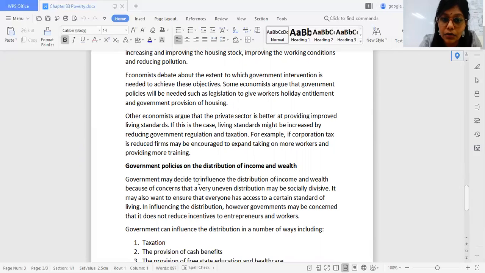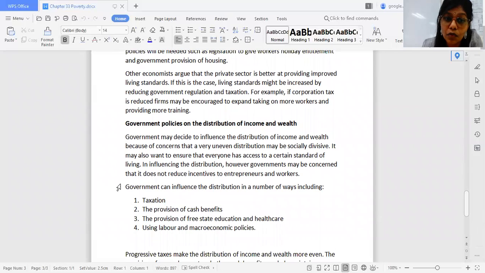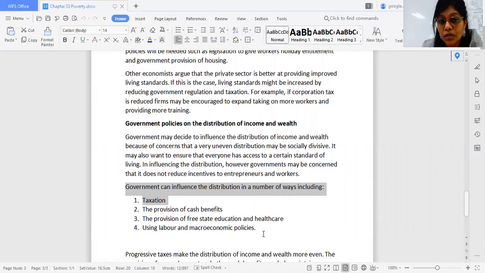All right, and also we can talk about how the government can influence the distribution in a number of ways, including taxation, provision of cash benefits, provision of free state education and healthcare, using labor and macroeconomic policies. So these are the ways that we can overcome the level of poverty. Once we are in poverty, it's very difficult for us to overcome, but it's about economic growth. It's about economic development.